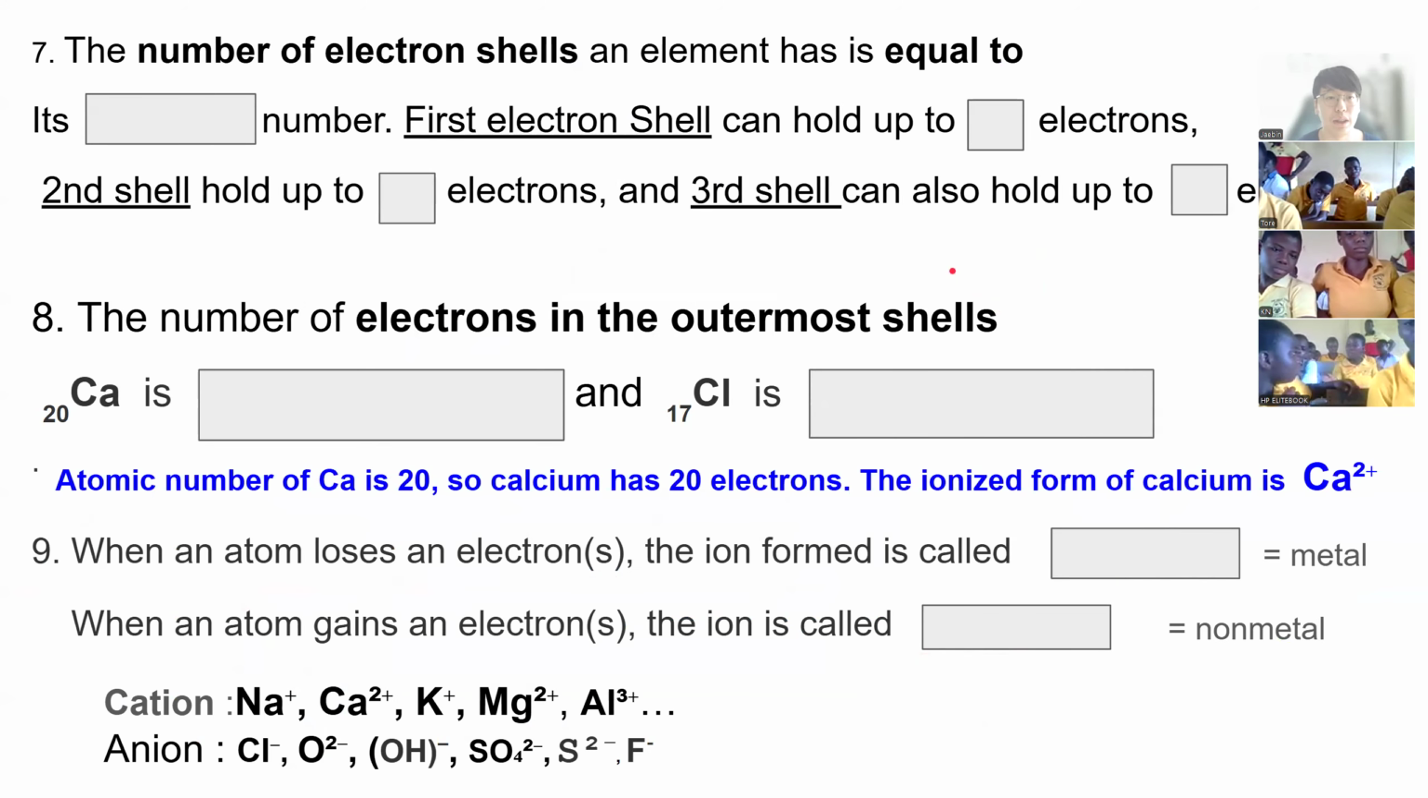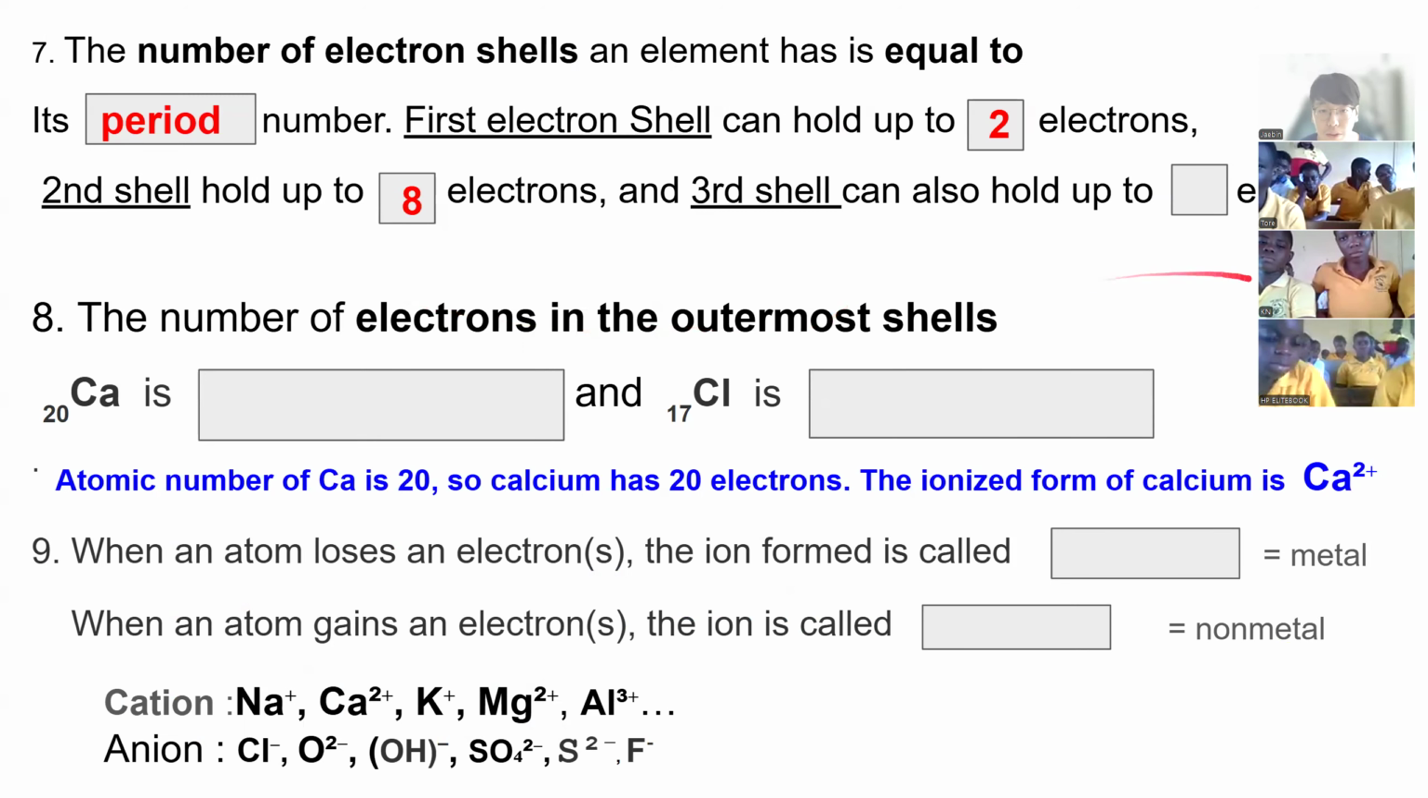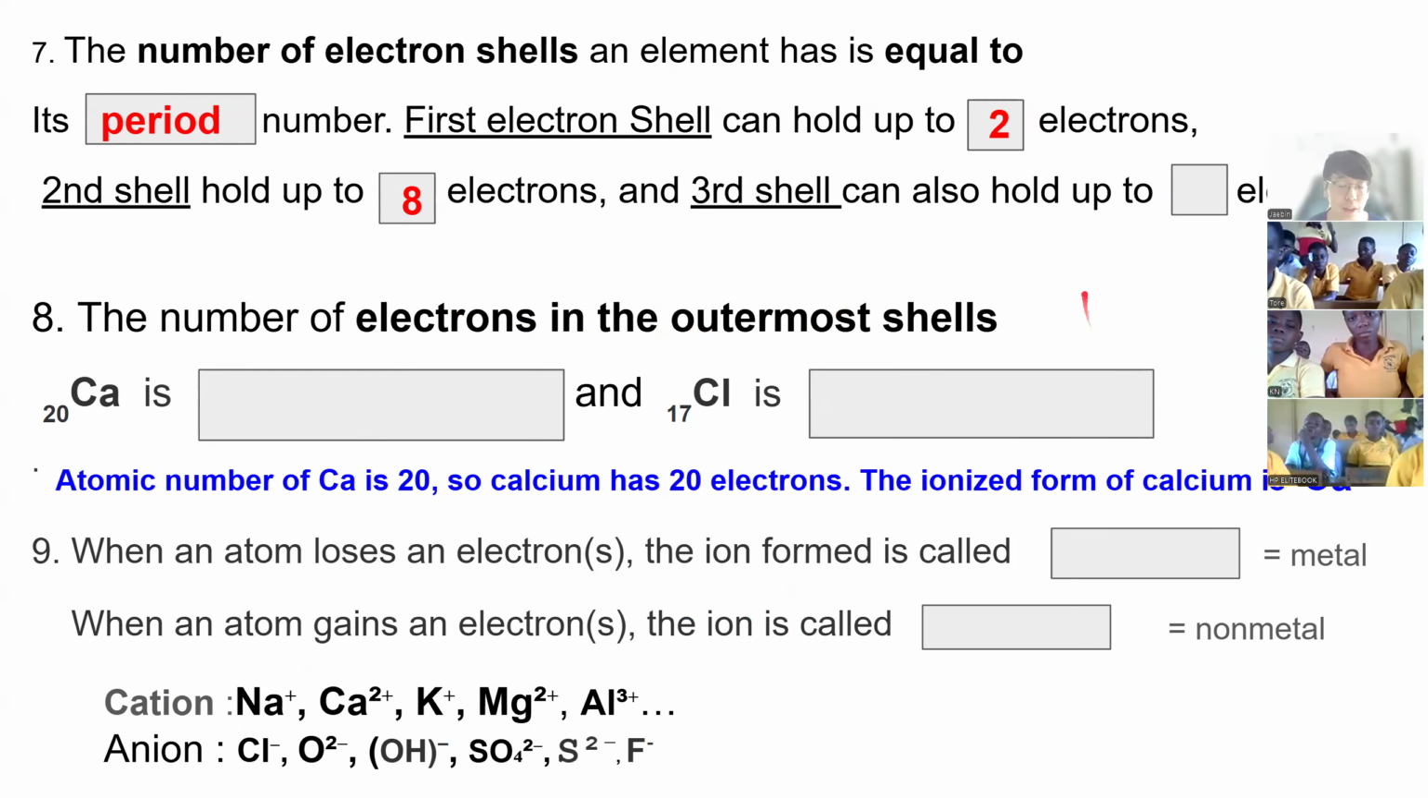Now, the number of electron shells an element has is equal to the period number. And period number increases as you go down the rows of the periodic table. The first electron shell can hold up to 2 electrons, and the second shell can hold up to 8 electrons, and the third shell can also hold up to 8 electrons.